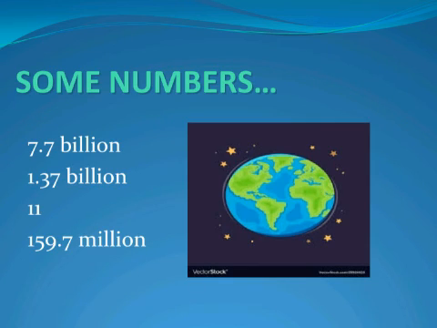Now children, can you just guess what all these numbers represent? Just see, it is 7.7 billion, and next is 1.37 billion, another number is 11, and the last one is 159.7 million. Just take a pause and think about it. You can take the help of the given picture. And I hope you must be having some kind of answers. So now just listen to my answer, what these numbers represent.